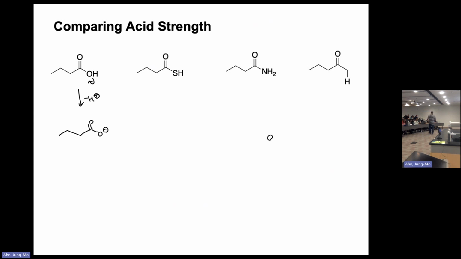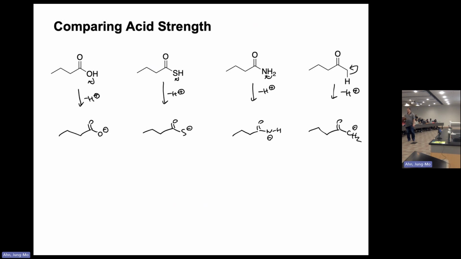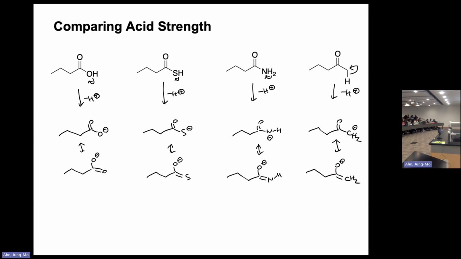Anyway, when you draw the conjugate bases of them, this proton goes away, you're going to have a negatively charged oxygen. When that proton goes away, you're going to have a negatively charged sulfur. When that one goes away, a negatively charged nitrogen. When that one goes away, a negatively charged carbon. And then all four of them will make a resonance structure.